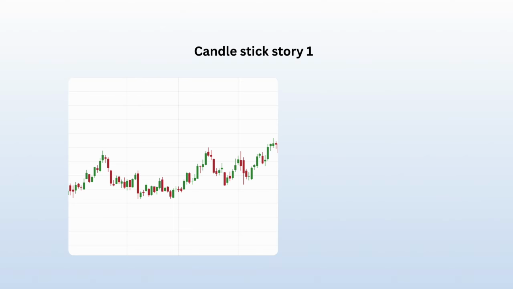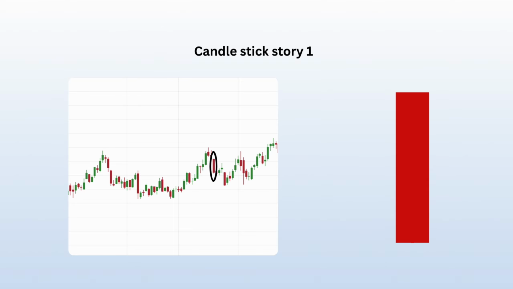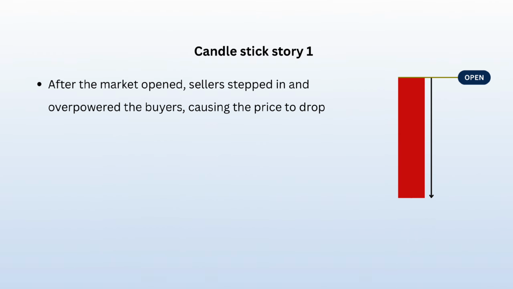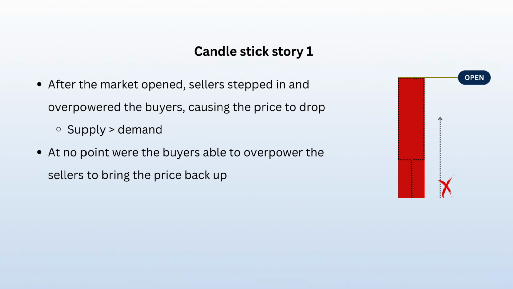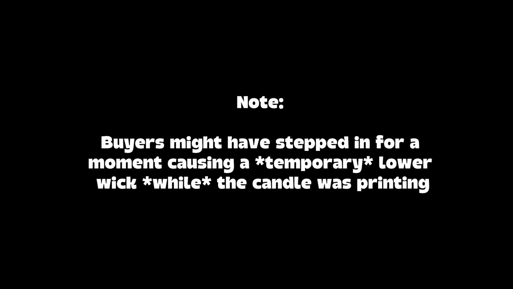This is a random chart that I took, and we're gonna focus on this red rectangle candlestick right here. And the story goes as follows. After the market opened, which is where you have the horizontal open line, the sellers stepped in and overpowered the buyers, causing the price to drop, which means that supply is higher than demand because that's the thing that causes the price to go down. Now, at no point were the buyers able to overpower the sellers to bring the price back up even a little.